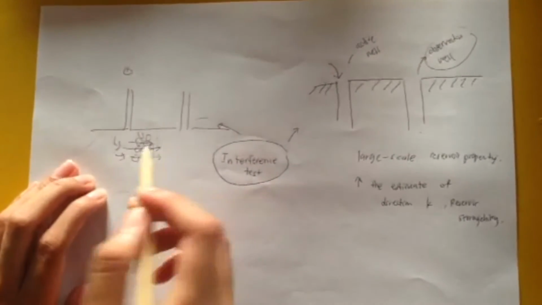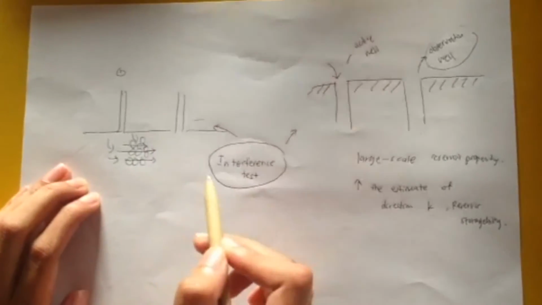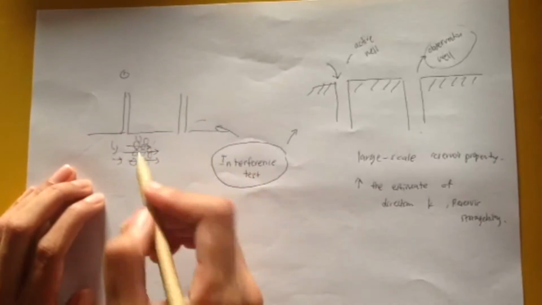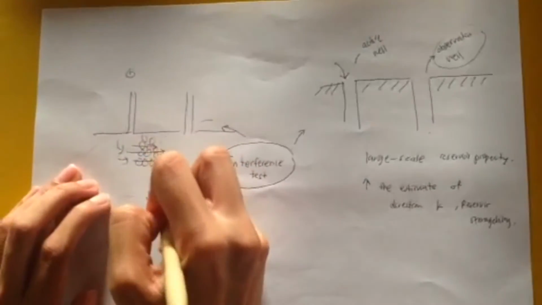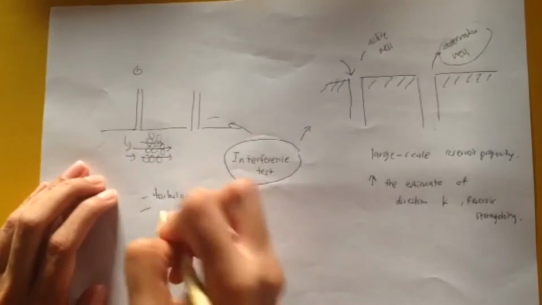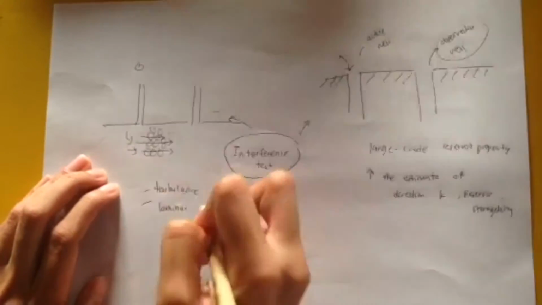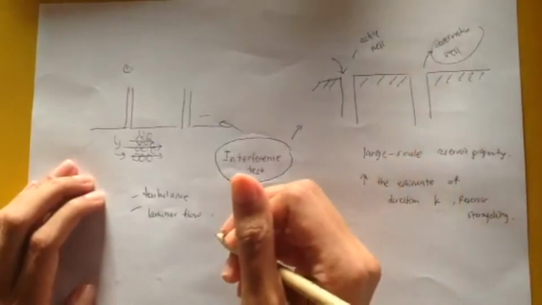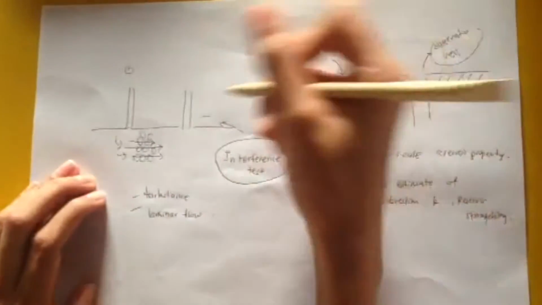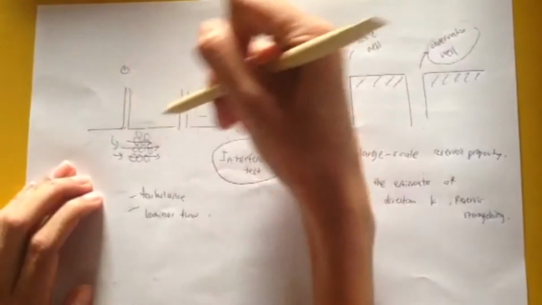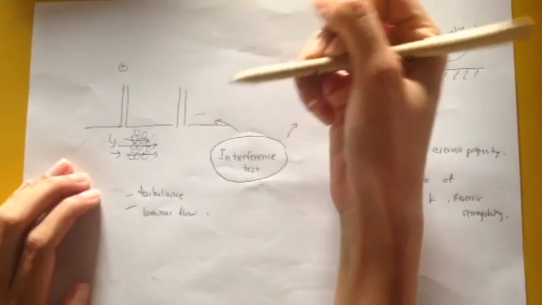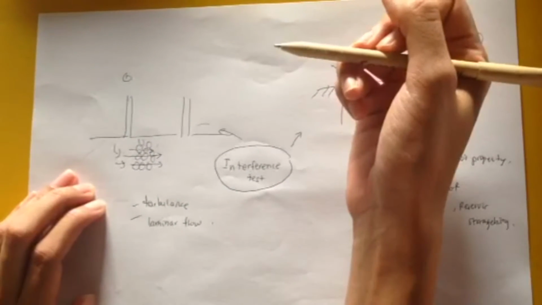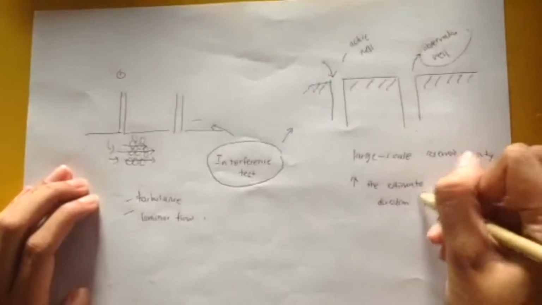Other than that, by interference test we can know the flow pattern, whether it is turbulent or laminar flow. We also want to know the reservoir properties, whether they are the same or not. And the last one is the nature and magnitude of anisotropic directional reservoir permeability, like Union had mentioned before.